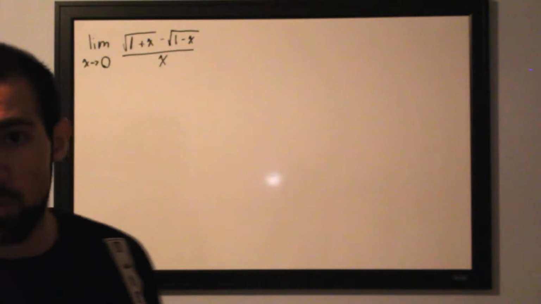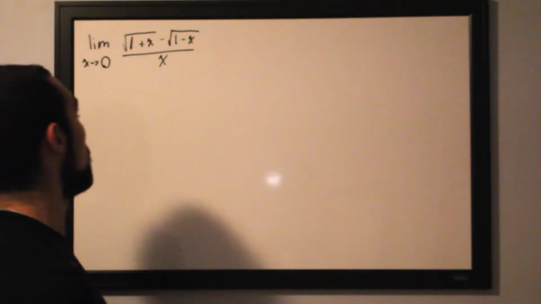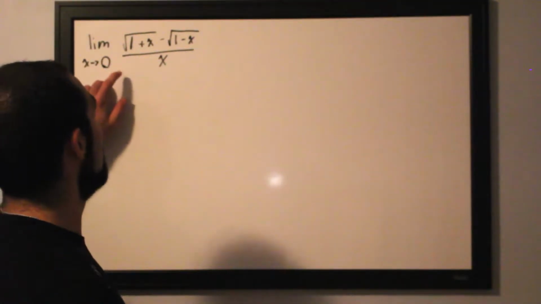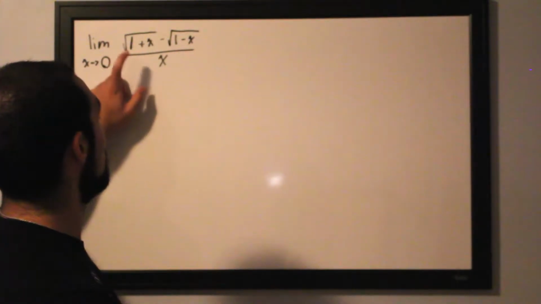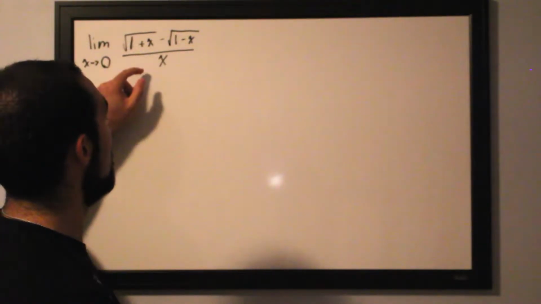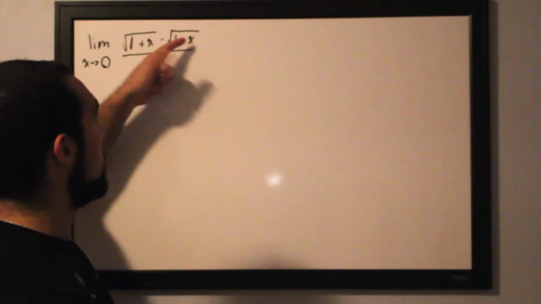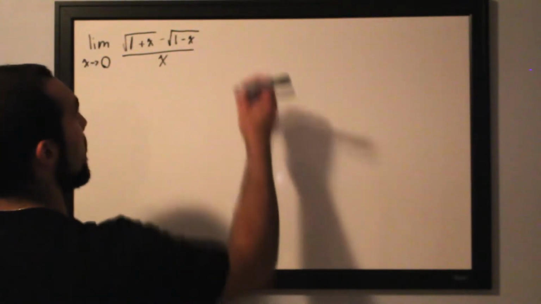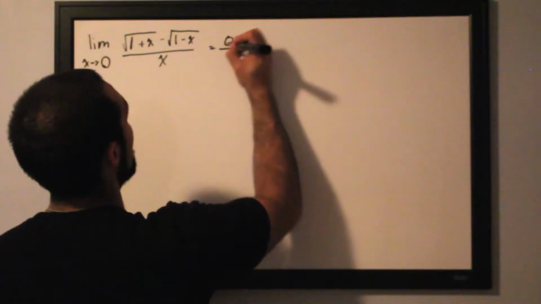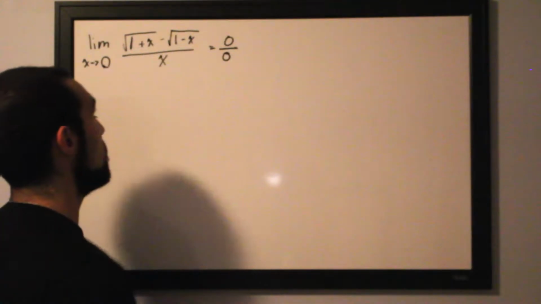So just as we normally do, we plug in 0 to see if this is going to work out. If we were to plug in 0 into this function, we would get the square root of 1 plus 0 is equal to 1, minus the square root of 1 minus 0 is also going to come to 1, so we're going to have a 0 in the numerator and x in the denominator, 0 over 0.